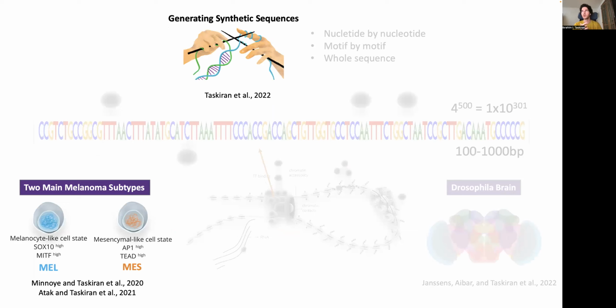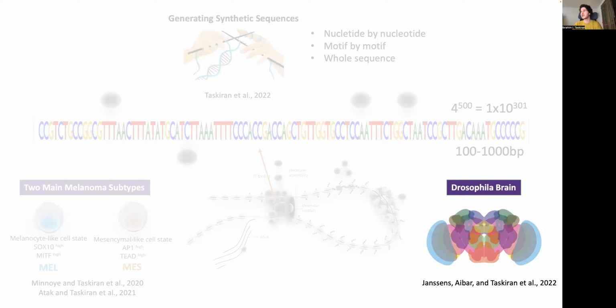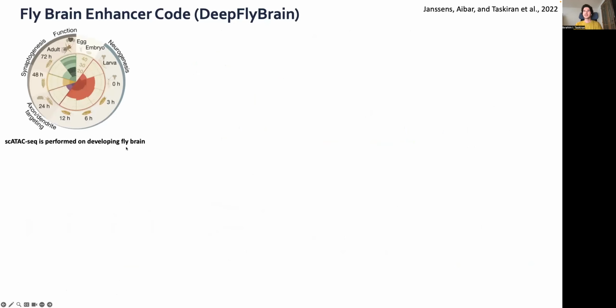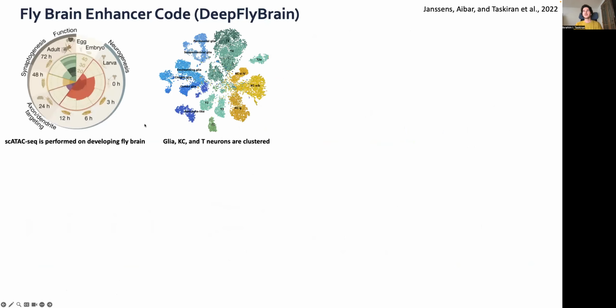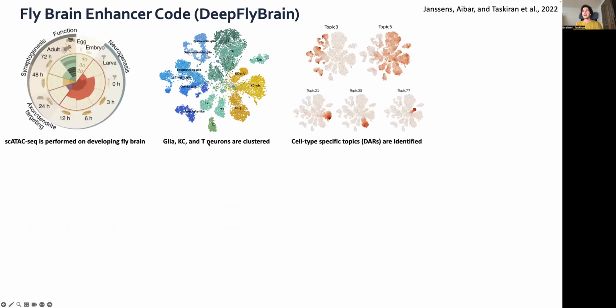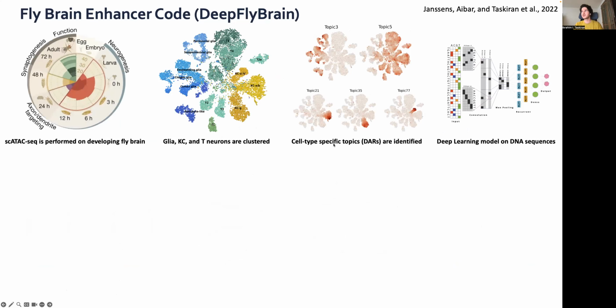And so far, what I showed was on human cell lines, but we wanted to do this in a more complex system where there are many different neuronal or glial subtypes, which is the Drosophila brain. So to give a very, very brief introduction to our Nature paper, we performed single-cell ATAC-seq on the developing fly brain. We further clustered adult glial, Kenyon cells and T neurons further. And then, similar to melanoma, we performed cisTopic analysis to identify cell type specific accessible regions. And then we trained the models on these DNA sequences.